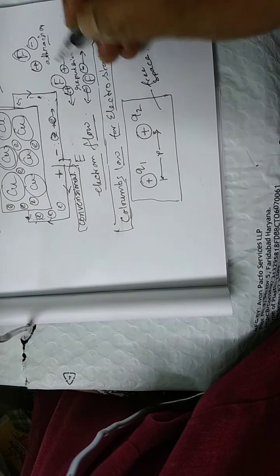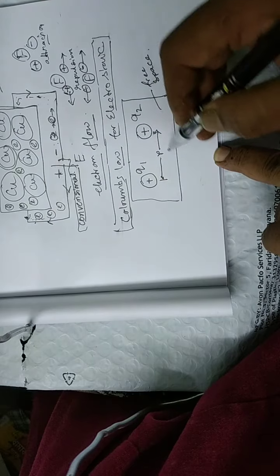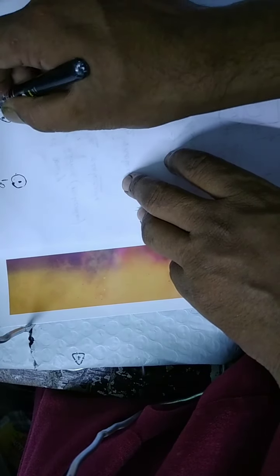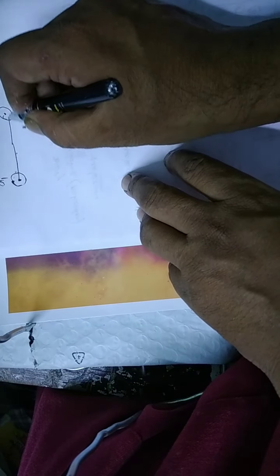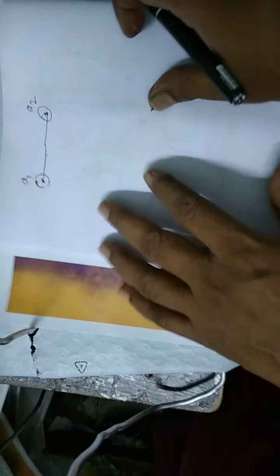But in all these cases there is some force of repulsion, force of attraction, etc. As far as the force of attraction or repulsion is concerned, according to Coulomb's law, suppose this is charge Q1, this is charge Q2, and the center to center distance between the two point charges is, say, r.